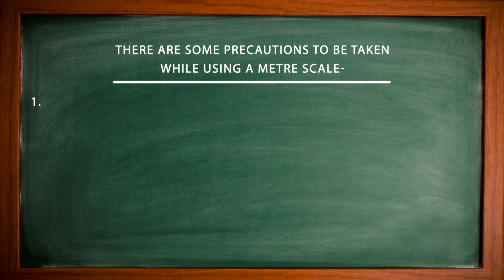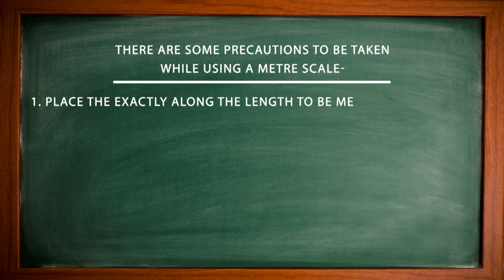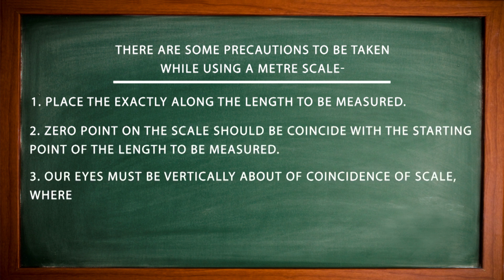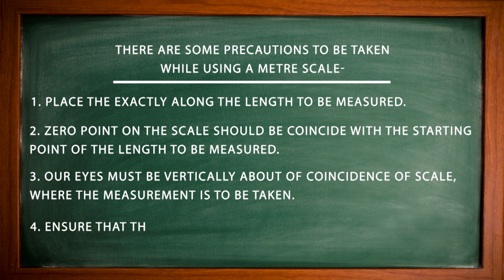Place the scale exactly along the length to be measured. The 0 point on the scale should coincide with the starting point of the length to be measured. Our eyes must be vertically above the coincidence of the scale, where the measurement is to be taken. Ensure that the ends of the scale are not worn out.